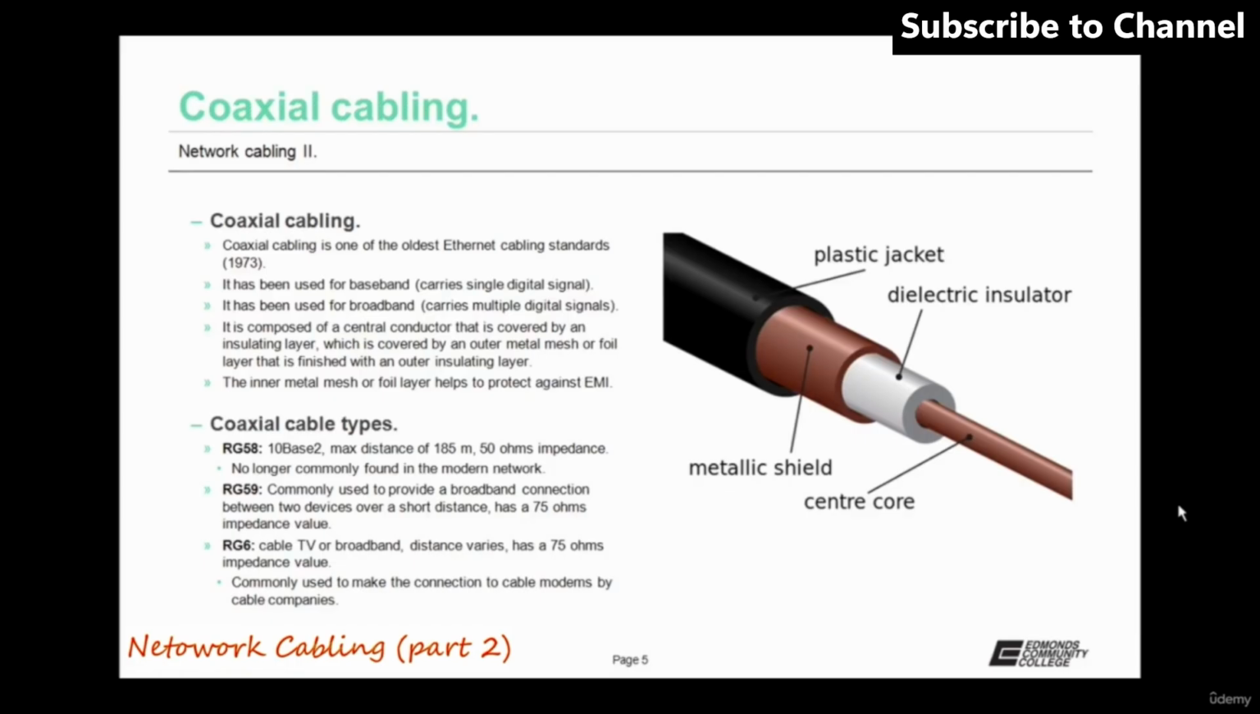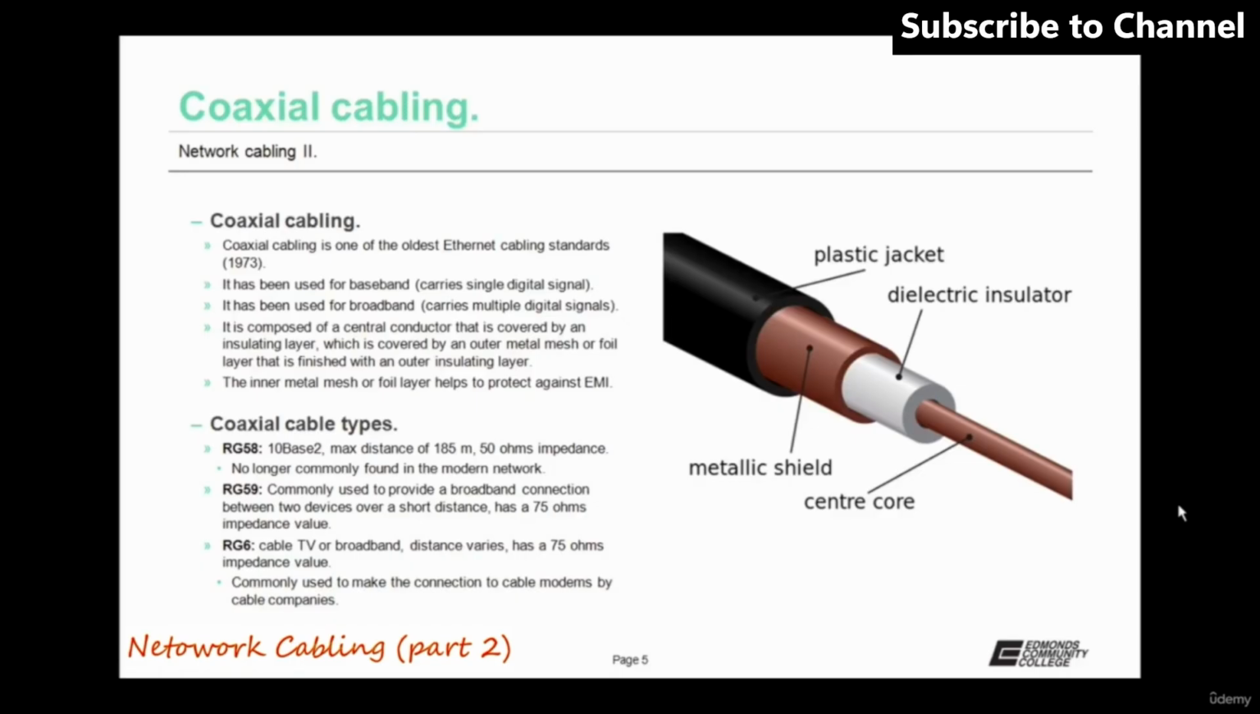That inner metal mesh layer helps to protect against electromagnetic interference, EMI. There are several different types of coax cable. There is RG58. It was used in 10 base 2 networking. It could span a maximum distance of 185 meters and had a 50 ohms impedance value. It's no longer commonly found in the modern network.